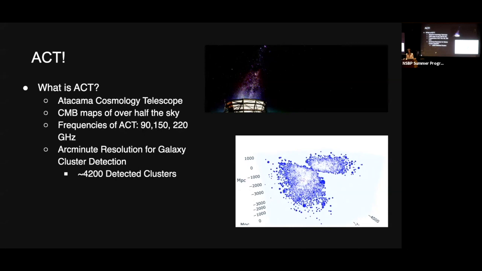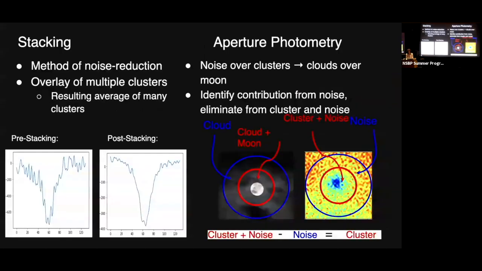In the most recent ACT data releases, approximately 4,200 galaxy clusters were detected. And that's what you're seeing in that beautiful scatter plot there. So that's what I've been doing my analysis on. Like I said, a lot of what this involves is understanding other sources of error and uncertainty and quantifying their contributions. So one method I've been using is called stacking.